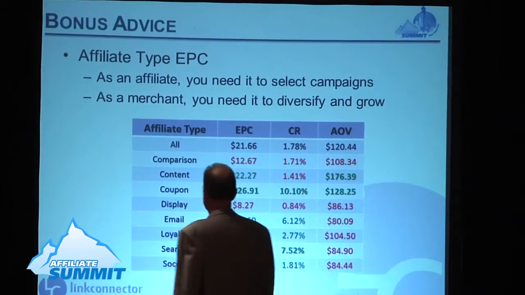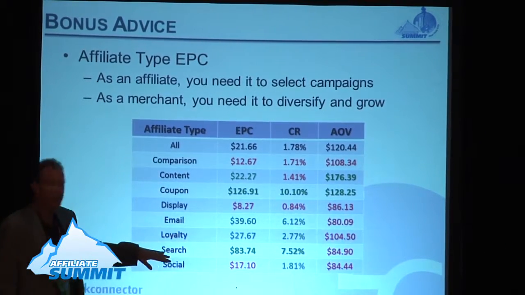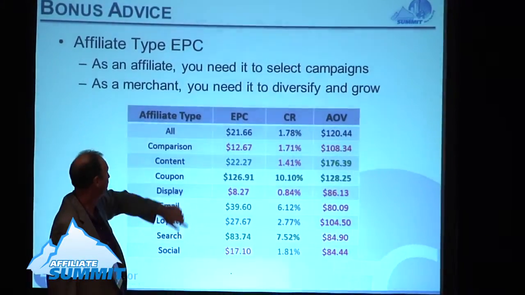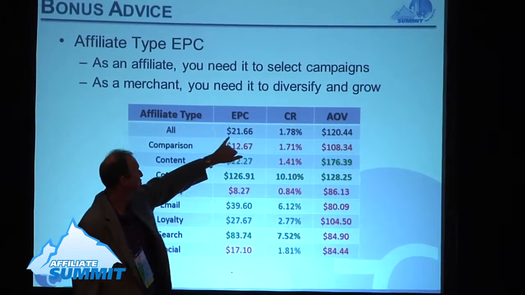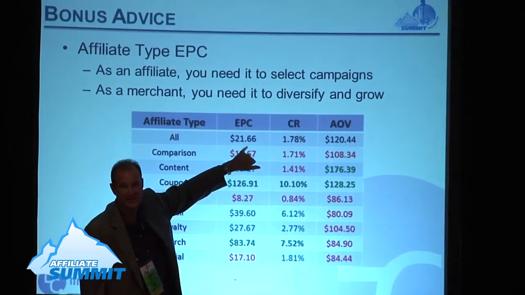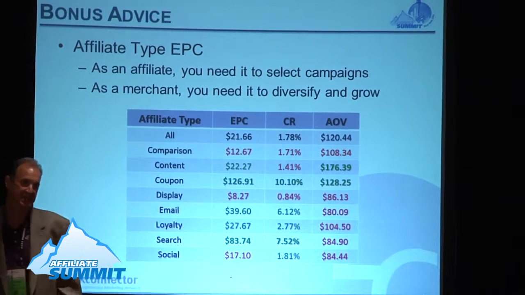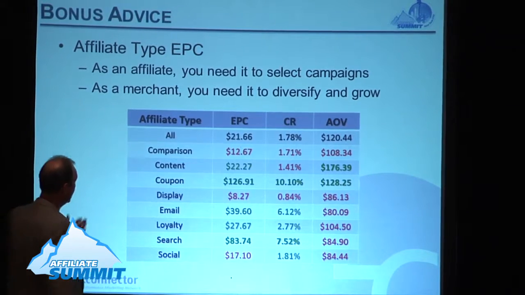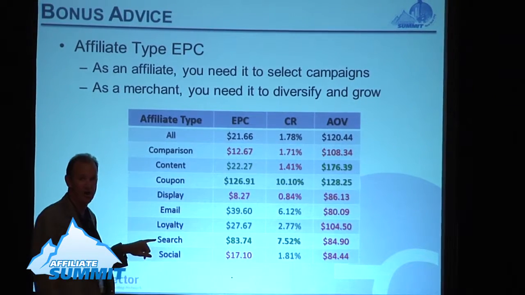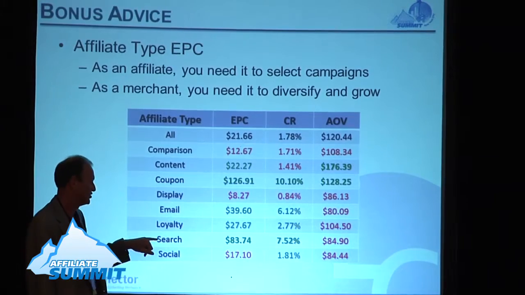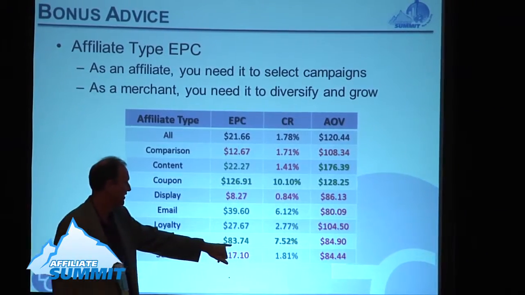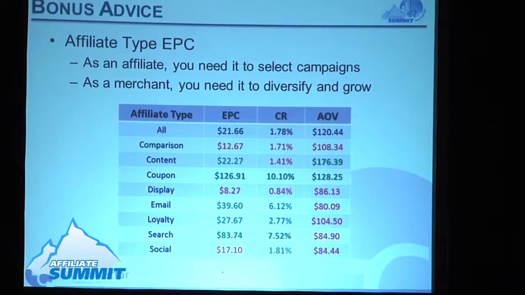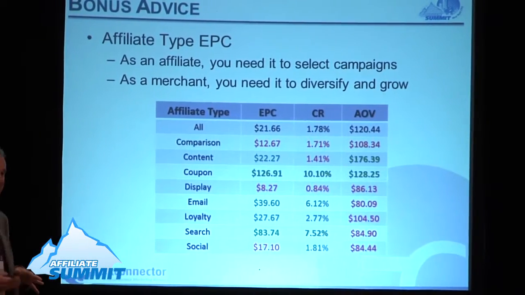What you want to do is look at the data from your promotional methods. So in this example, again, all real data, this particular advertiser's general EPC is 2166. Probably not an EPC that a search guy would touch with a 10-foot pole. However, if you look at the same advertiser at all of the affiliates in that network that are using search promotional method, that EPC jumps up to 83.74. Now we're getting interested and we're going to test this.